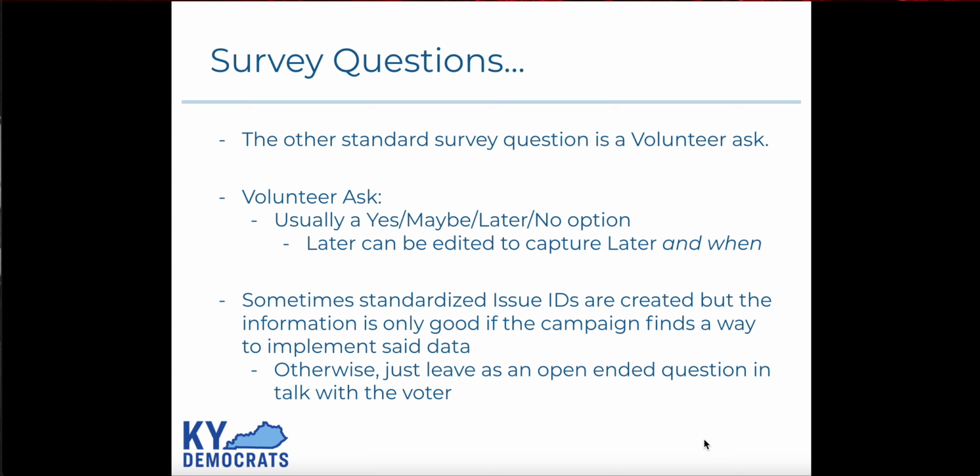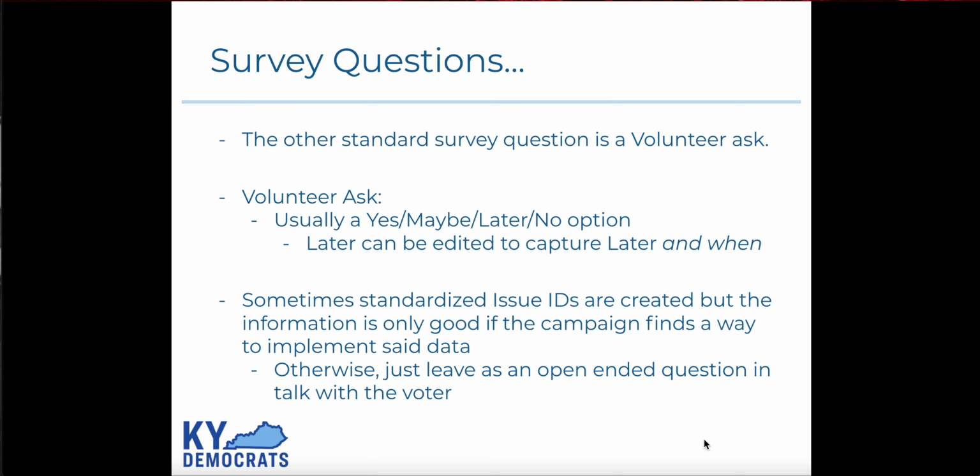The other one, like I said, is the volunteer ask. It's going to be yes, maybe, later, or no. The later can be edited to be a later and when. This is what happened for the 2020 National Coordinated. They had a later July, August, September, October GOTV.